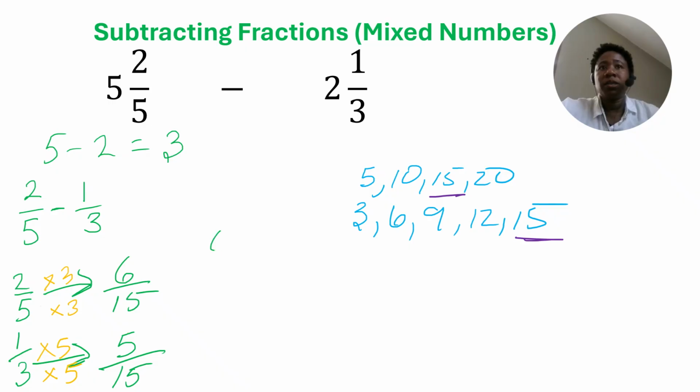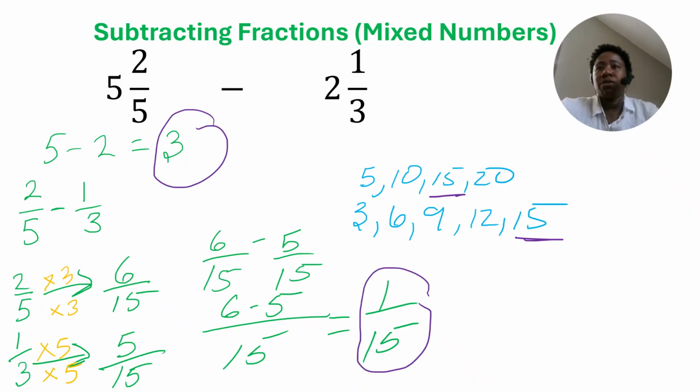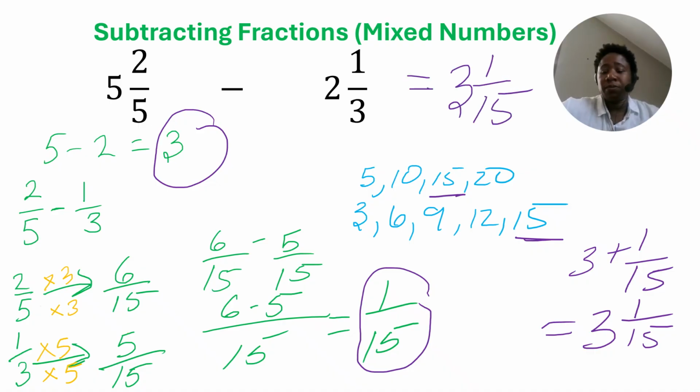Now that we have a common denominator between both fractions, we could go right ahead and subtract the numerators. So 6 minus 5 is 1 over 15 because we're keeping the denominator. So we have the fraction component of 1/15 and a whole number component of 3. So at the end, we're going to combine both. Combine the 3 and the 1/15, and this gives us 3 and 1/15. So 5 and 2/5 minus 2 and 1/3 is 3 and 1/15.